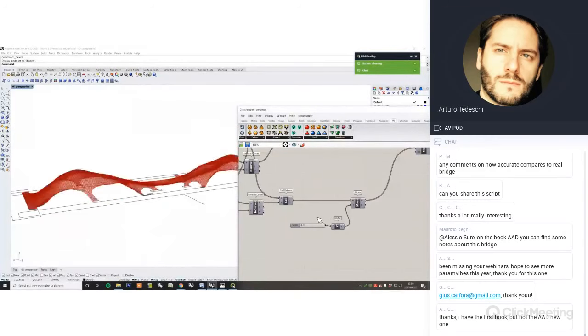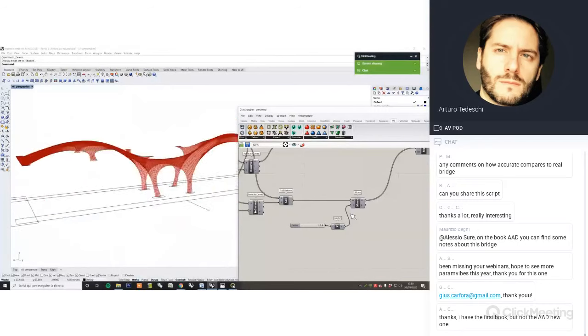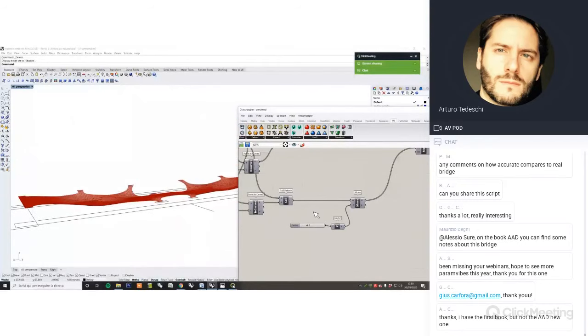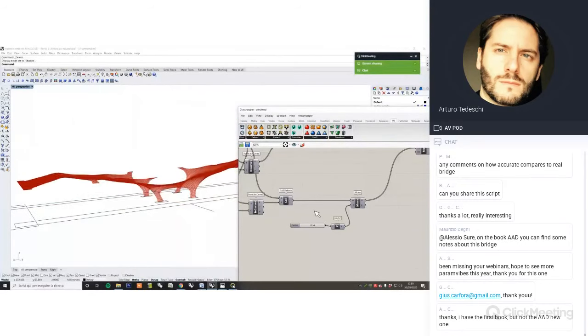Of course, you can also play with the geometry like this. It should be possible to.